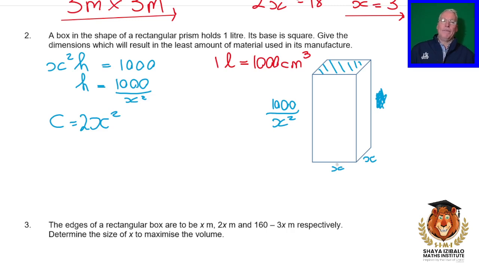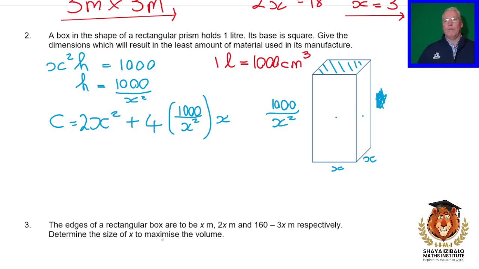Each side is going to be 1,000 over x squared. How many sides are there going to be? 1, 2, 3, 4. There are going to be 4 sides. So let's multiply that by 4. And each side is just going to have an area of 1,000 over x squared multiplied by x. Now that's my expression for cardboard, and I want to minimize that.